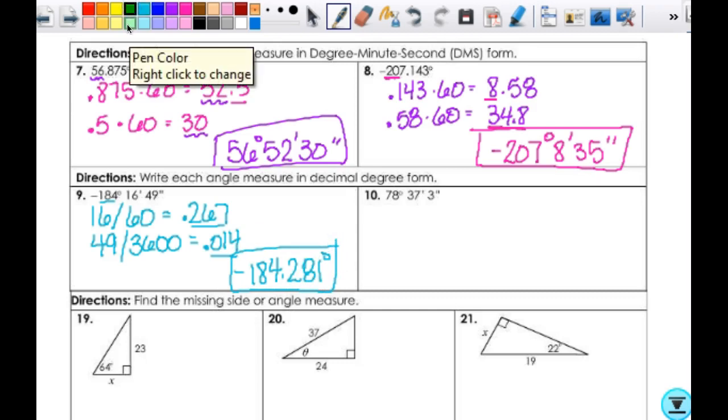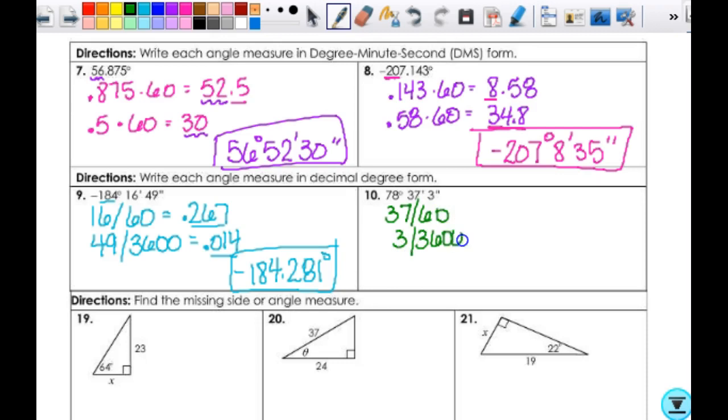Then same thing here, we take this 37 divided by 60, the 3 and divide it by 3600. This gives me 0.617, and this gives me 0.001. I add these three things up, so I get 78.618 degrees.